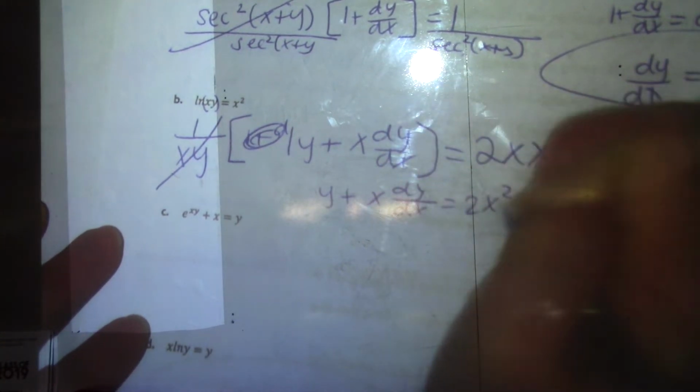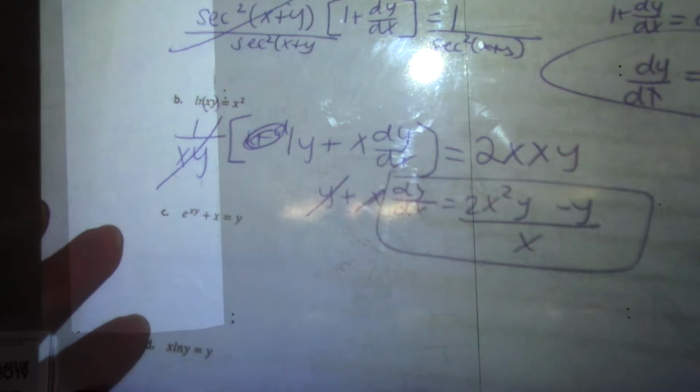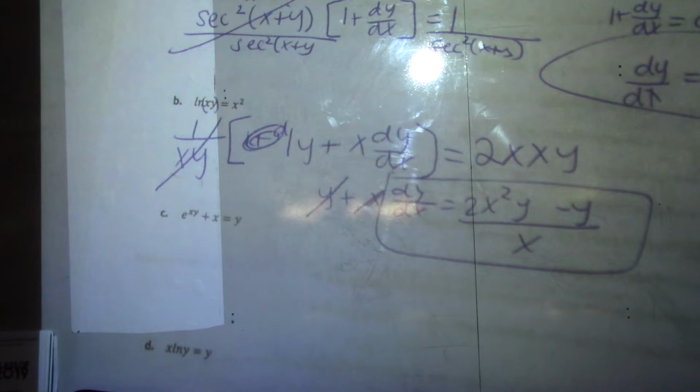Here, again, it's easier to just multiply the xy up, so I'm going to multiply xy up like this. That gives me y + x dy/dx = 2x²y, subtract the y over here, and then divide by x, so that gives me dy/dx is (2x²y − y)/x.